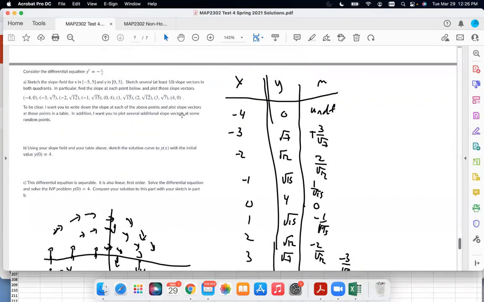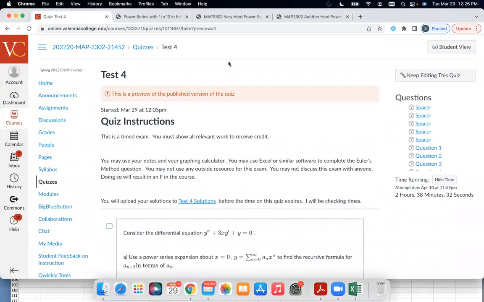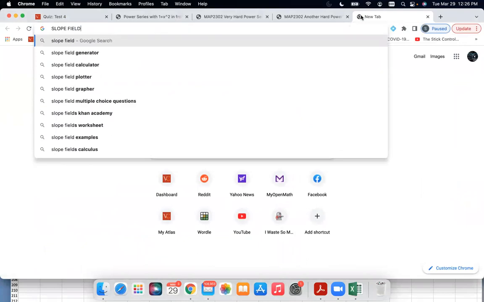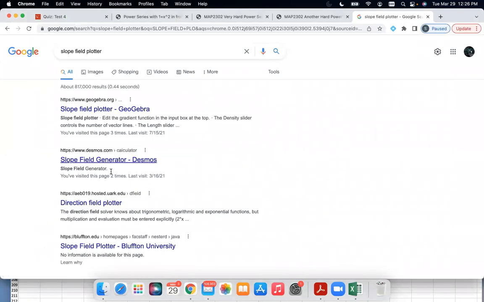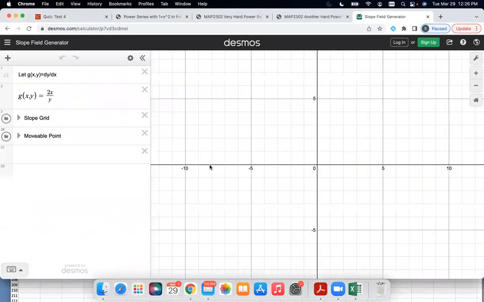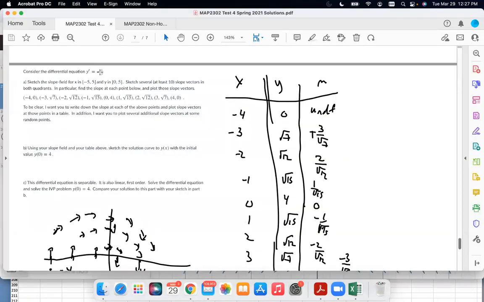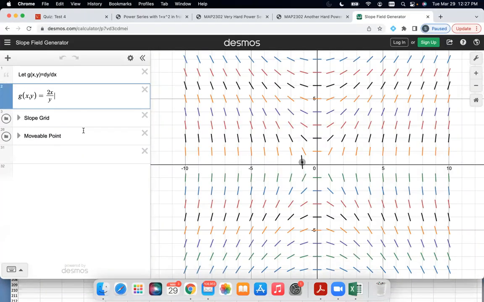Okay, and then the last question I had on this old test was doing a slope field by hand. And the idea I had in my head was, I don't want you to just type this in, which we could do here, and just go slope field plotter. I think I like the Desmos one better. And I could just type in here, oh, what was it? Negative x over y is y prime.